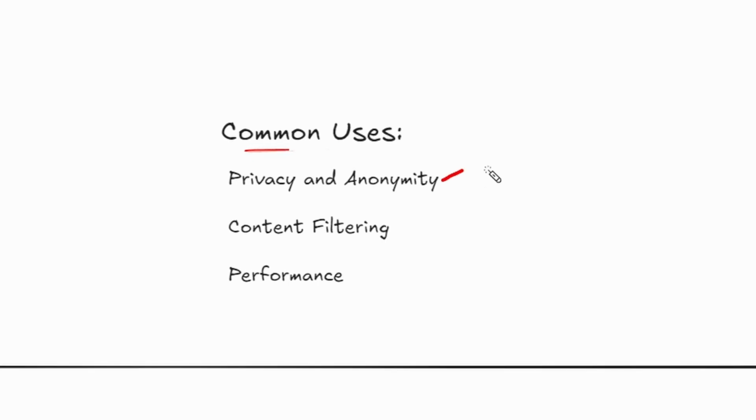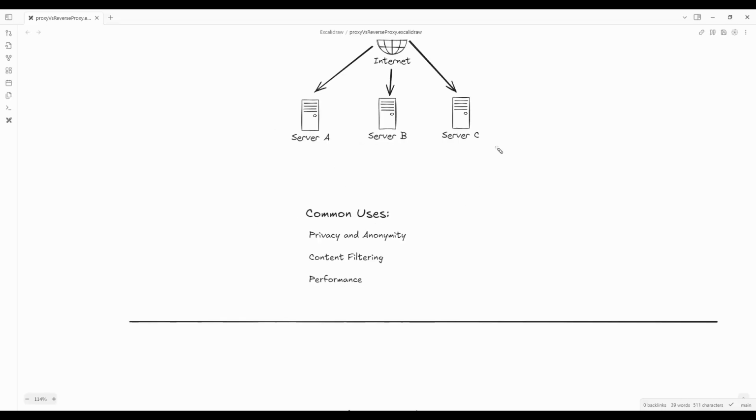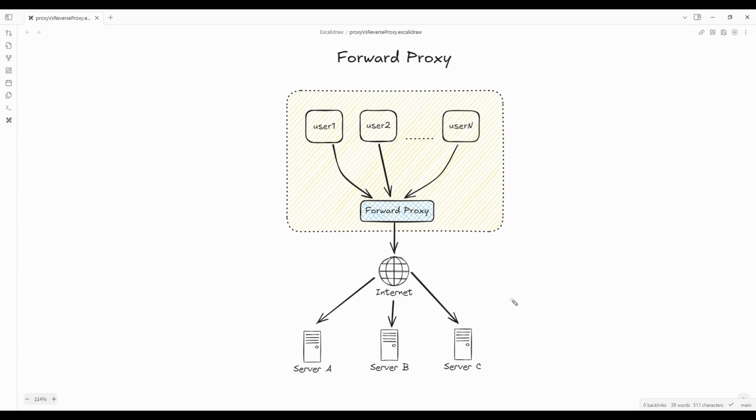Common uses: privacy and anonymity. Your IP is hidden, which is useful for privacy. Second one, content filtering. Schools and businesses often use proxies to filter content. And the last one is performance. Some proxies cache content to deliver pages faster. Example, imagine you are accessing a media application through a proxy in a different country to unlock region-specific content. That media server only sees the proxy's IP address, not your real IP address location.